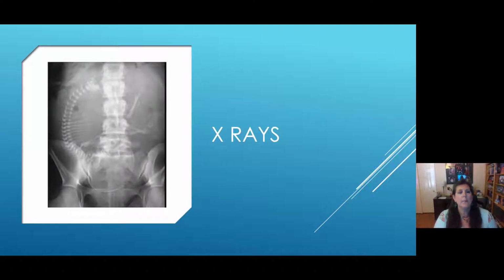X-rays. You're familiar with this kind of scan, and you've probably had an x-ray. What is this x-ray of right here? Can you see? Yeah, it's a pregnant human female. You can see the spine of her baby, can't you? So that is an x-ray, and x-rays show bone in white. They're very useful for bone scans.